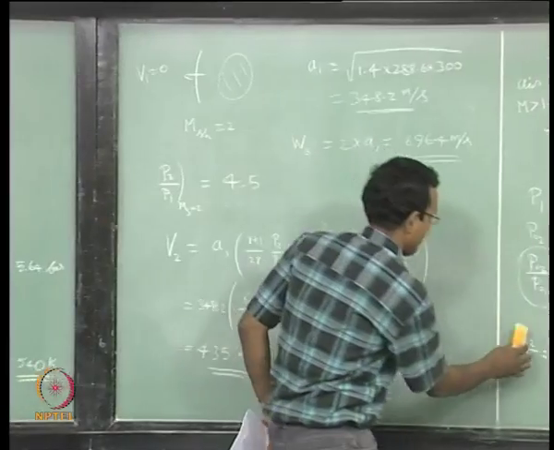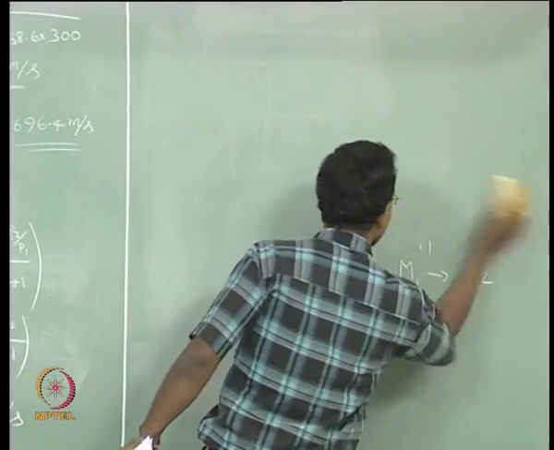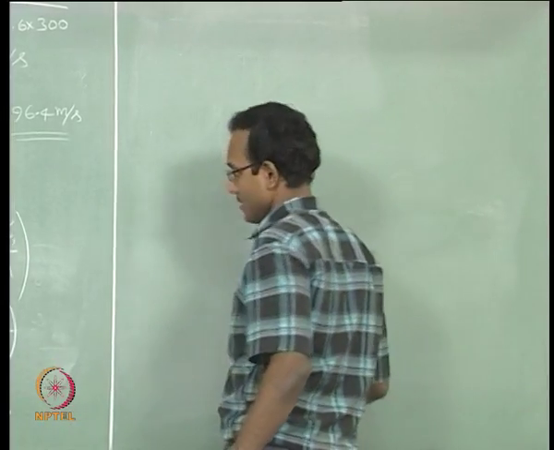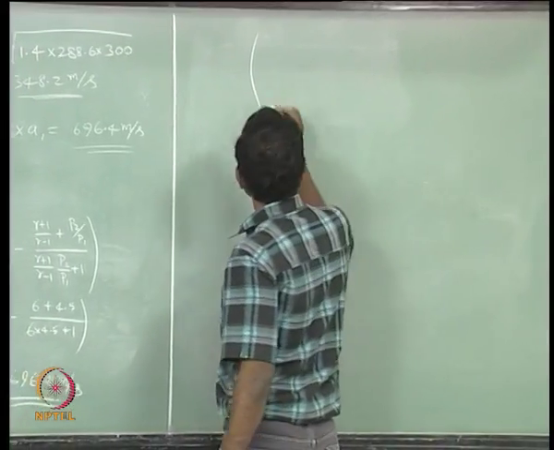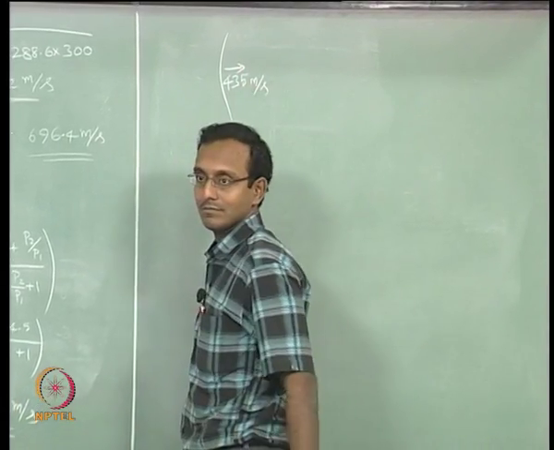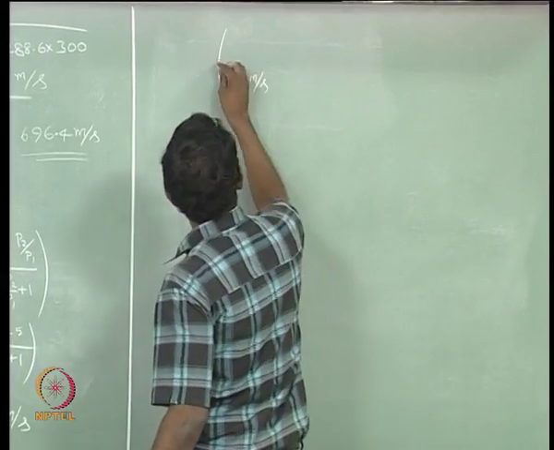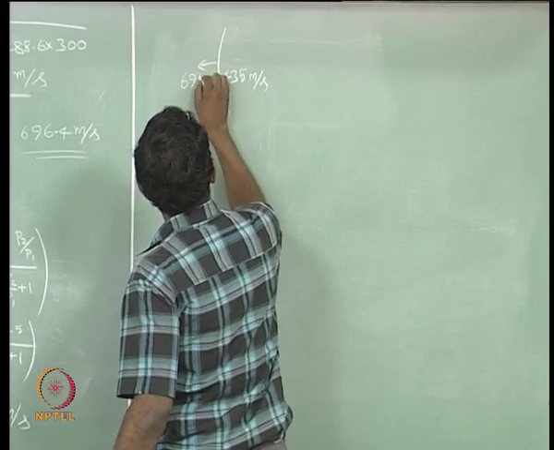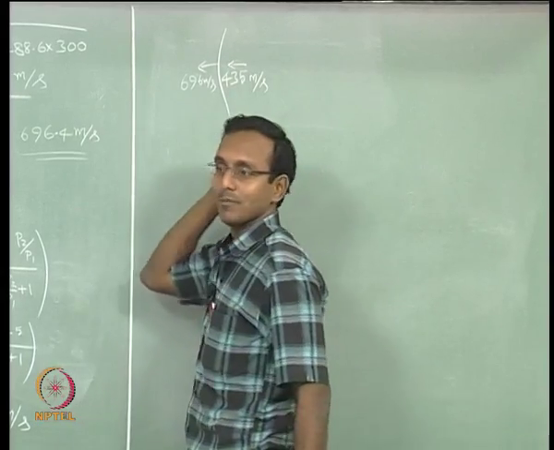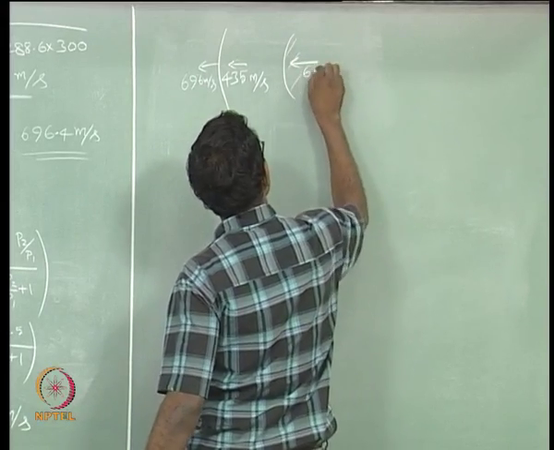So what is happening? This is your physical intuition part. So now I am going to say there was a shock. After the shock, I have velocity 435 meter per second. Sorry, it is not this way, it is the other way, arrow is other way. Shock is going at 696 meter per second, and gas is going with 435 meter per second, and there is a cylinder which is also going at 696 meter per second.